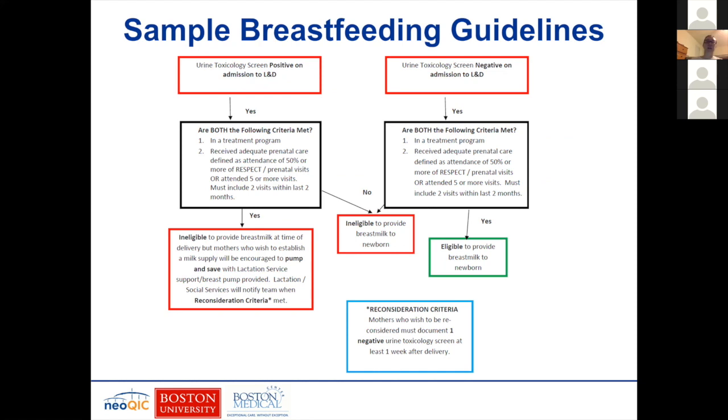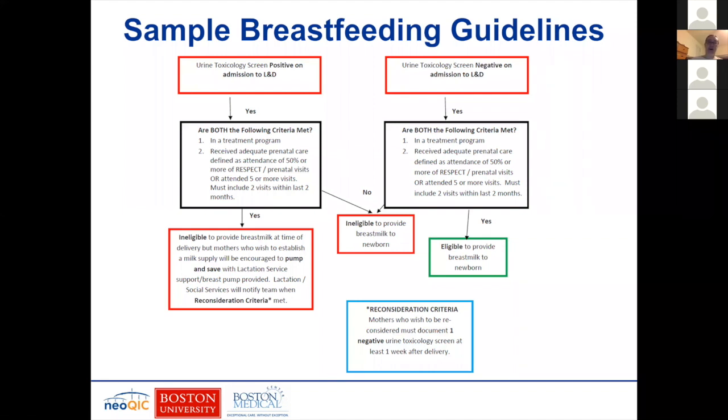So really what we look at now are a couple of key things. One is what is in their urine right now, what is in their breast milk. So we look at the tox screen on labor and delivery and in the infant. And then we really look at this black box in the middle. Are they in a program? Have they received prenatal care? As we found, those two were the highest predictors of postpartum sobriety. And so we look at those criteria. Most of our moms meet those criteria.